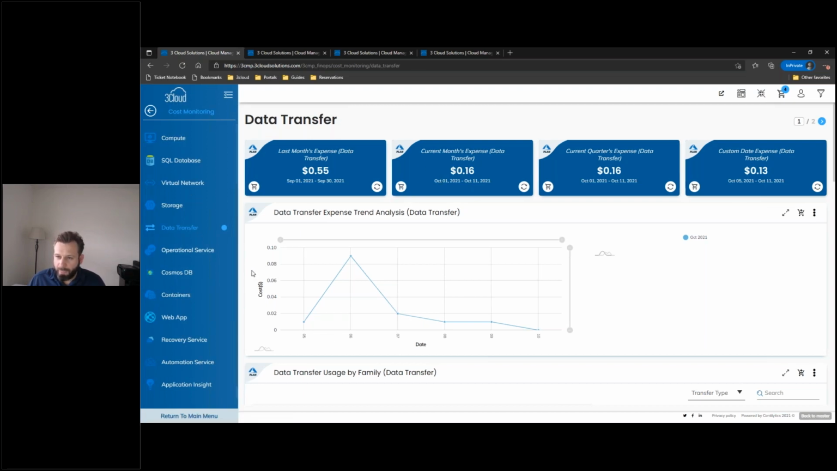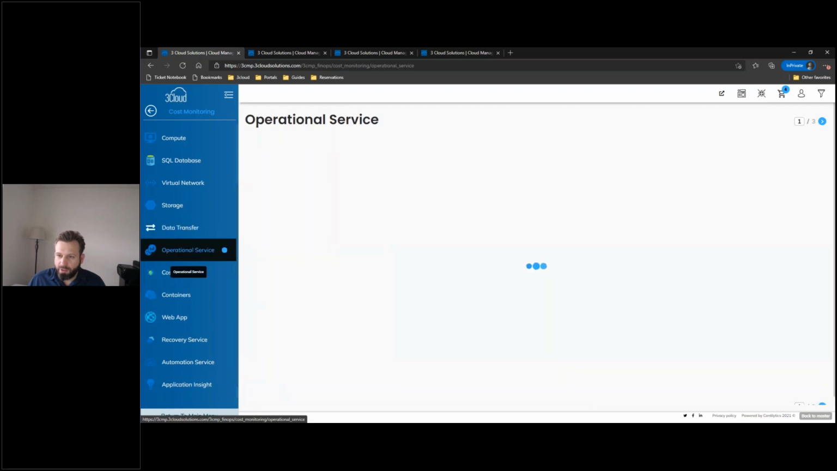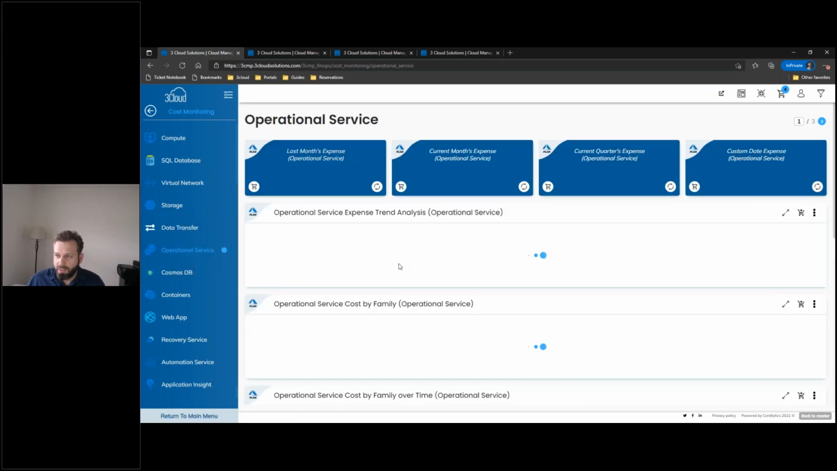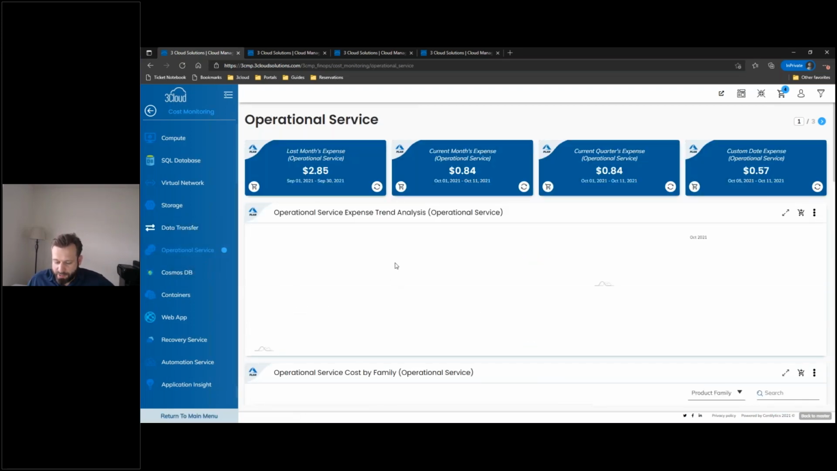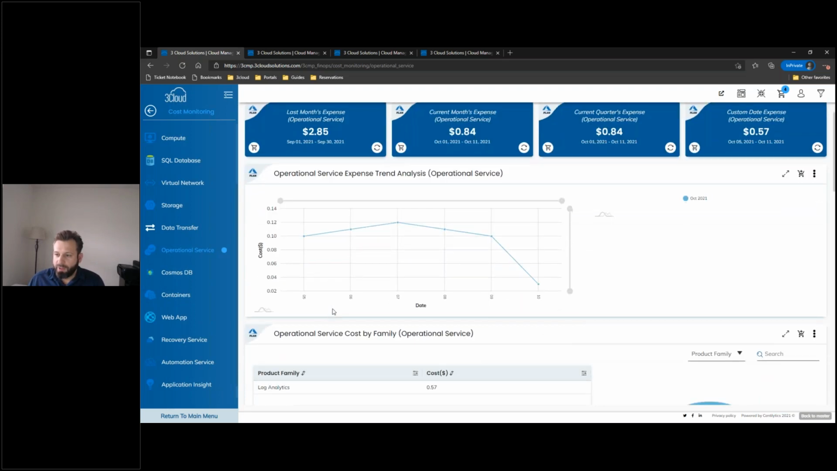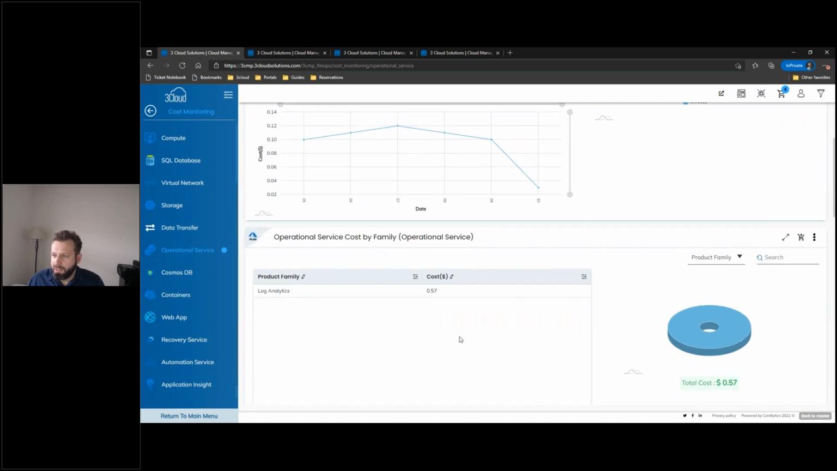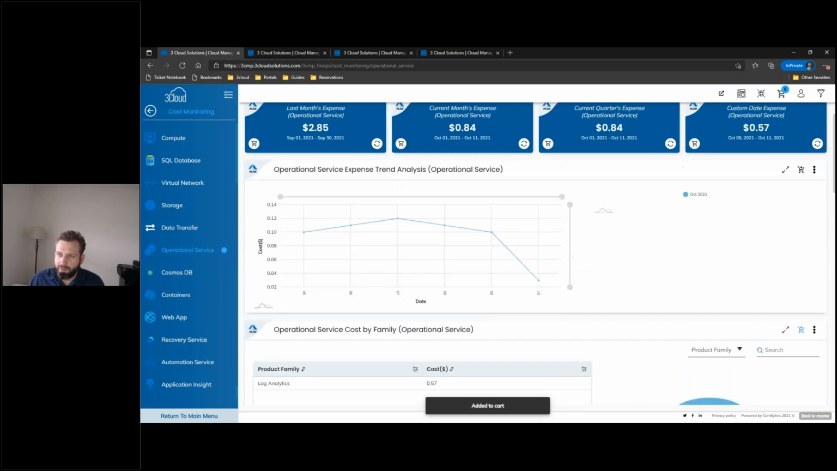The other one that I think is interesting to put in its own category is what we call operational service. These are shared services where, again, it's hard to pinpoint where this is coming from. For this, it would be log analytics. If you had things like Sentinel, if you had the paid Azure Defender, this would all show up here. Again, that's a kind of shared service that you're looking at. And so you can call this out right here. You can say, all right, I want to put this into a cart.